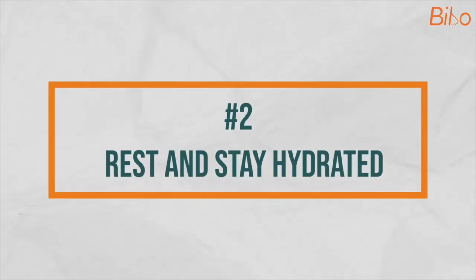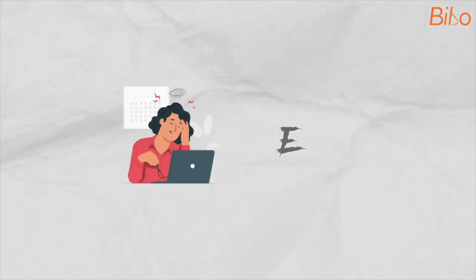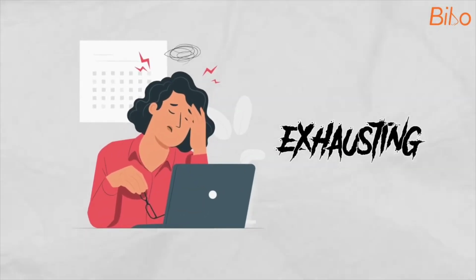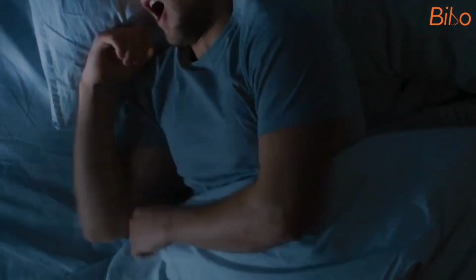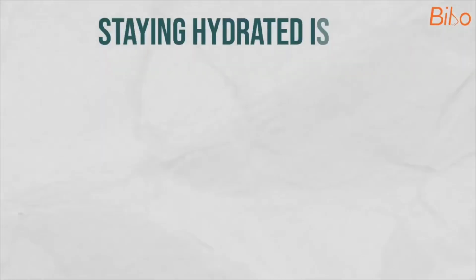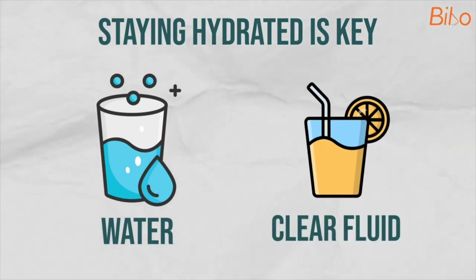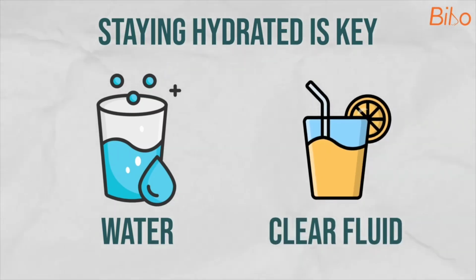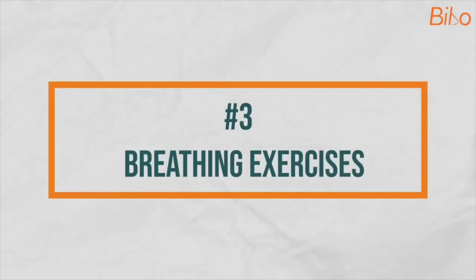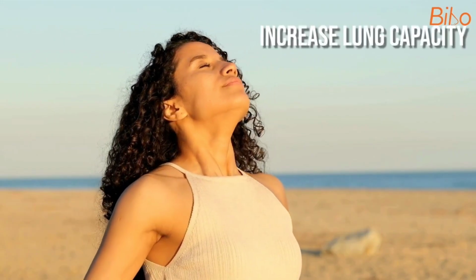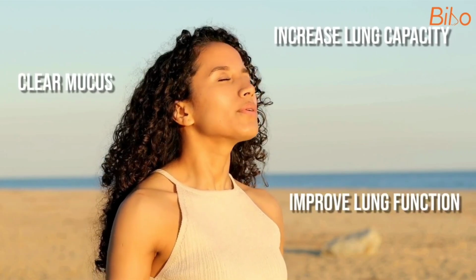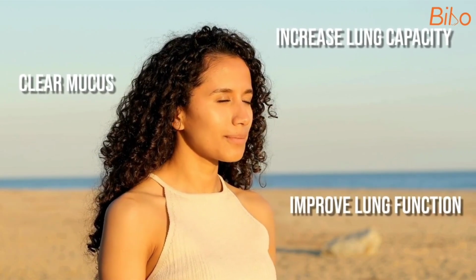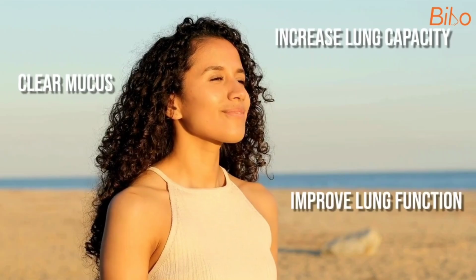2. Rest and stay hydrated. Pneumonia can be exhausting. Make sure to get plenty of rest, as your body needs extra energy to fight off the infection. Staying well hydrated by drinking lots of water and clear fluids can also aid in recovery. 3. Breathing exercises. Breathing exercises and deep breathing can help expand your lung capacity, clear mucus, and improve overall lung function. Your healthcare provider can guide you in performing these exercises.